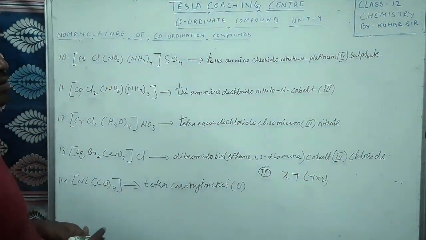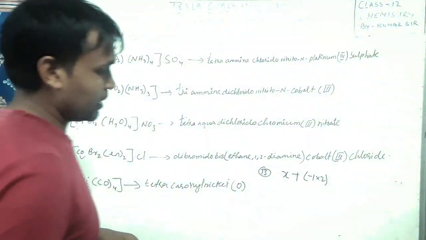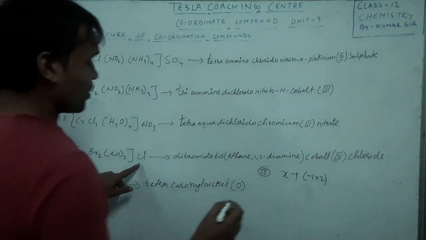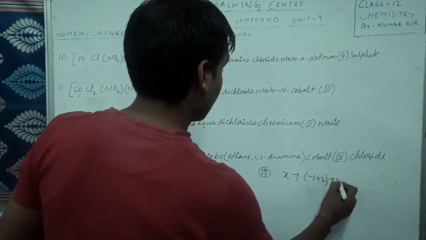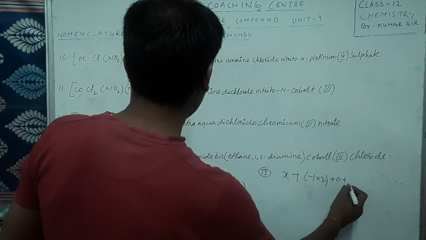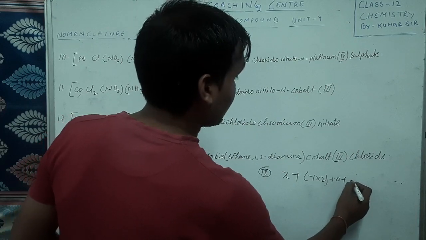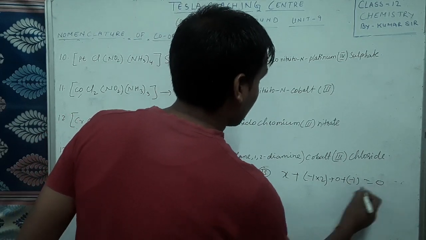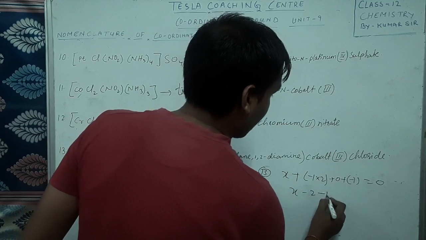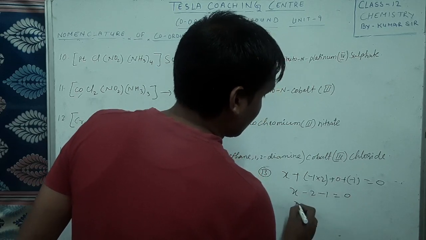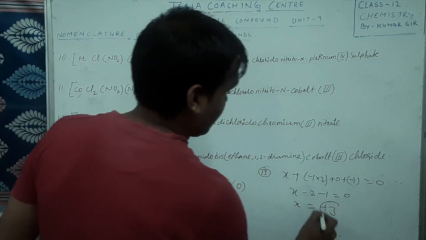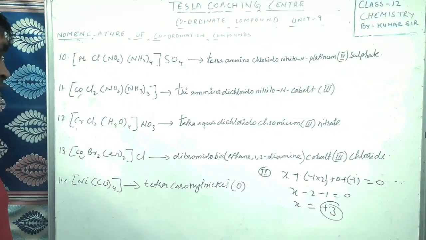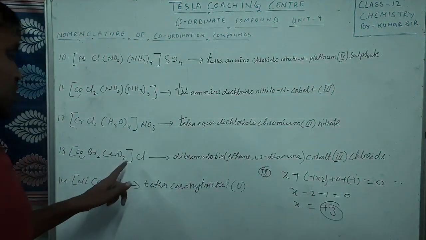en, it is treated as what? Neutral ligands. Okay, so this one en, its oxidation number will be taken as 0, and Cl, it is -1 equal to 0. So x equal to -2 minus 1 equal to 0. So x equal to +3 oxidation number. Okay, got it? Understood everyone?